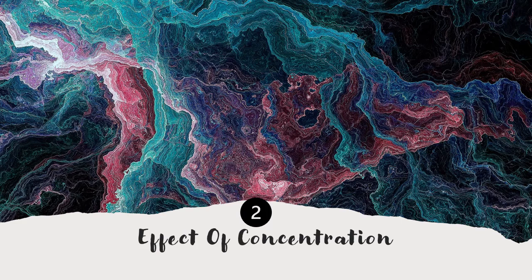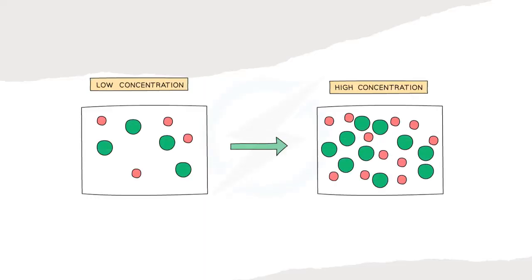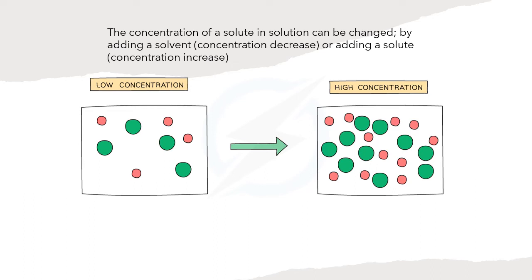Second factor that will affect the rate of reaction is concentration of the solution. The concentration of a solution can be changed by adding a solvent. Solvent biasanya distilled water lah, or adding a solute. Okay, when we add more solvent, the concentration will become low. But when we add more solute, the concentration of the solute will increase.